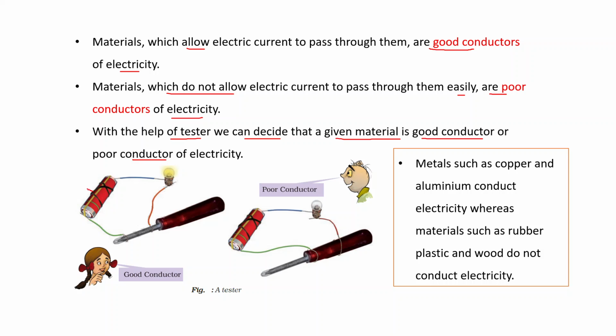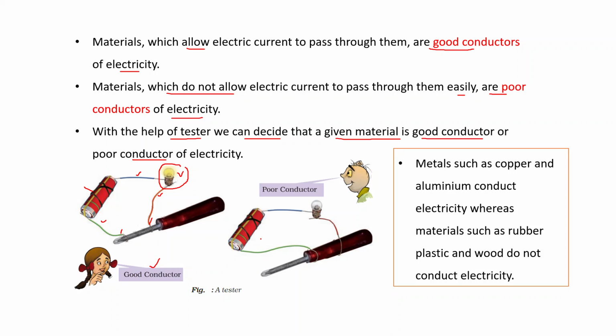See, this is a cell, this is a bulb, and these are connected with these wires. And when the free ends of this one and this one are attached to any substance which conducts electricity, then you will see that the bulb glows. So we can say this is a good conductor.